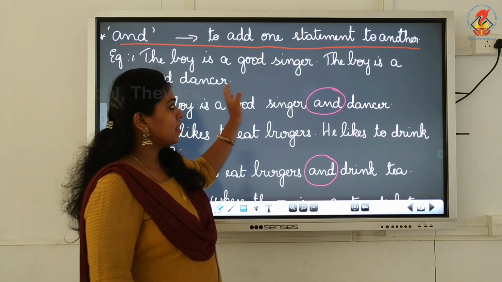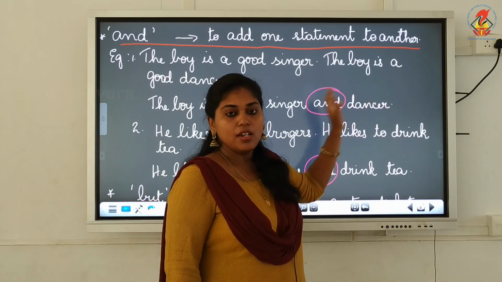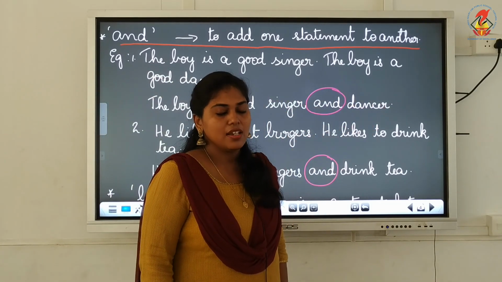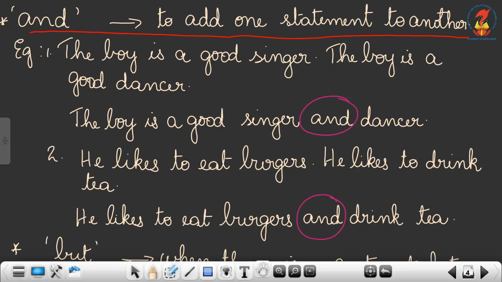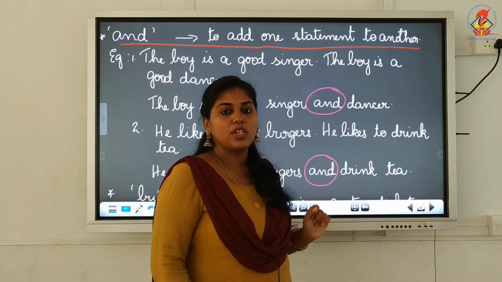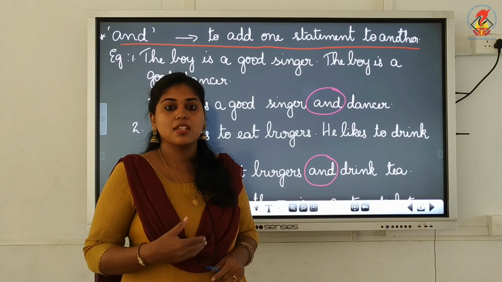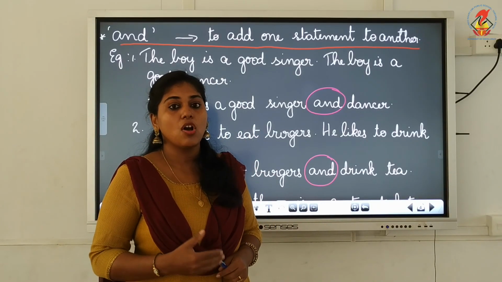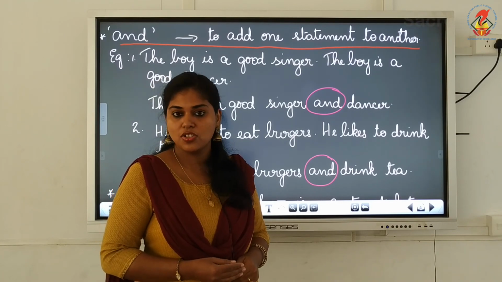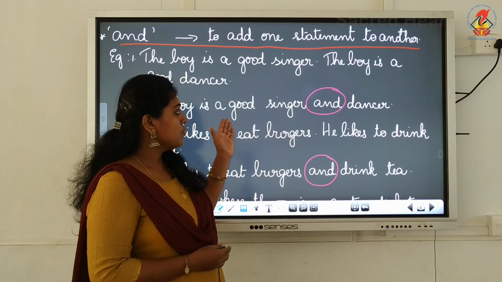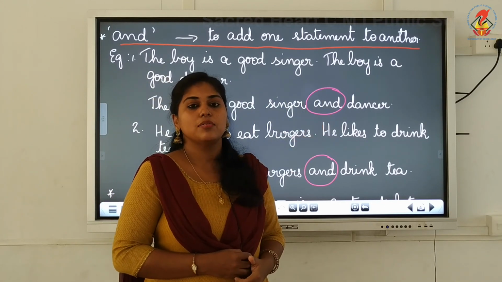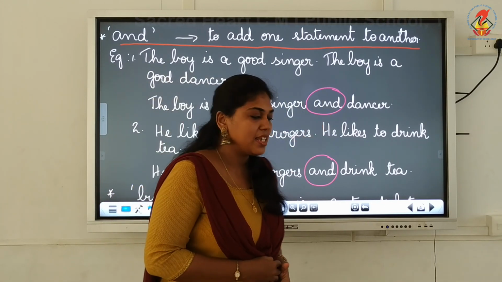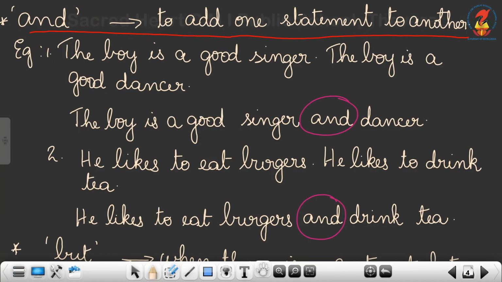So here we can combine these sentences using the conjunction and, and we can write it as: the boy is a good singer and dancer. Okay, in order to make it a better sentence, you can use conjunctions. So we can rewrite these two sentences in a better way by saying: the boy is a good singer and dancer.